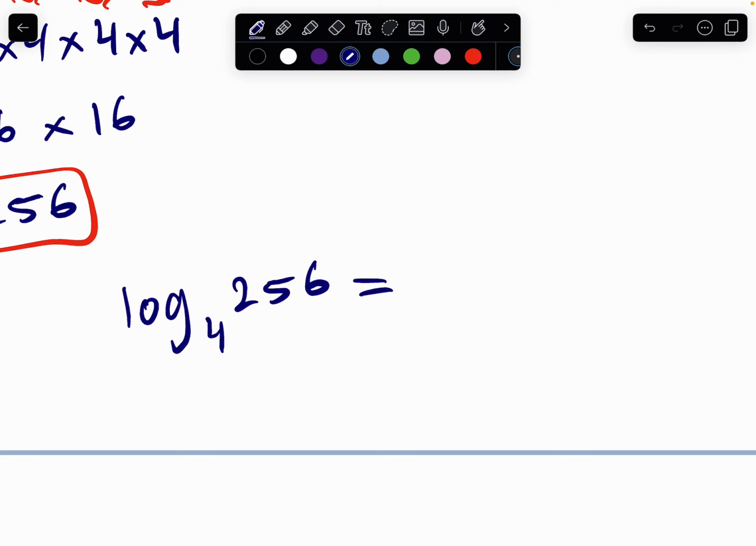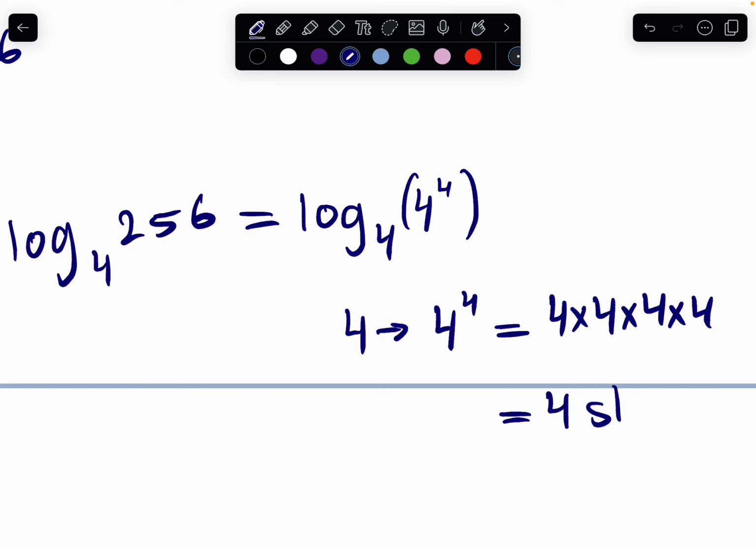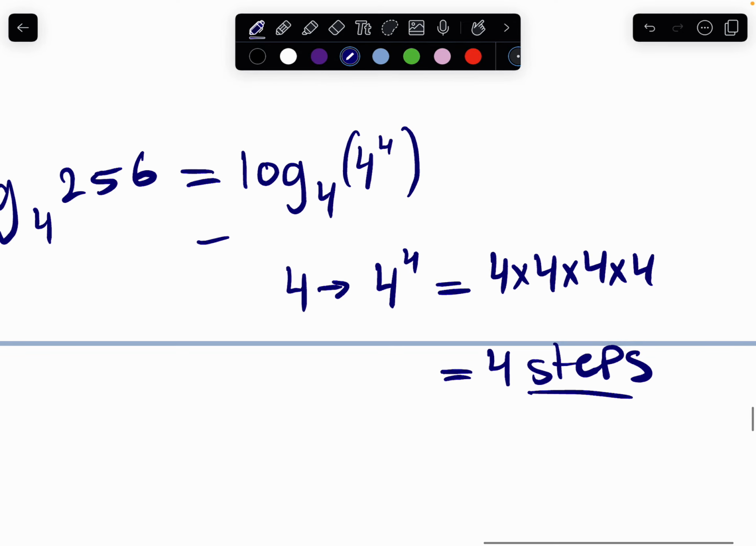So log base 4 of 256 equals, well, you can say this is log base 4 of 4 to the 4, right? And therefore, to get from 4 to 4 to the power of 4, equals 4 times 4 times 4 times 4. Four steps. So we're going to have this answer equal to 4.